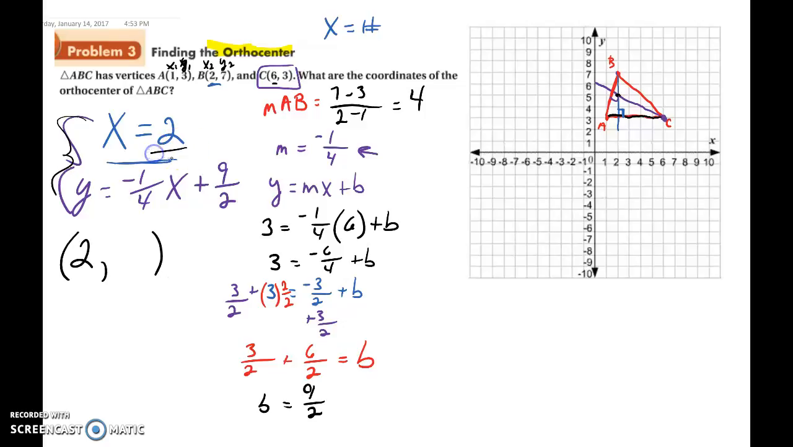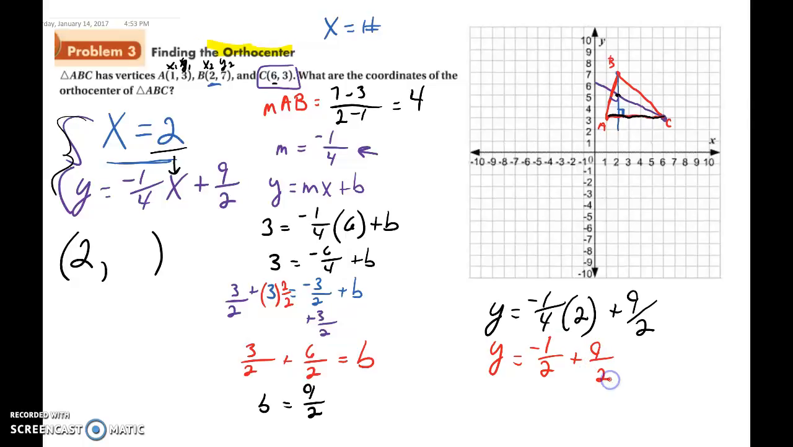So all we'll do then is substitute this 2 in for the x in the other equation. So then we get y is equal to negative 1 over 4 times 2 plus 9 over 2. And negative 1 over 4 times 2 is then equal to negative 1/2. So y is equal to negative 1/2 plus 9 over 2. And then we will combine these. So y is equal to 8 over 2, which then means that y is equal to 4. So we know it's at the point (2, 4).